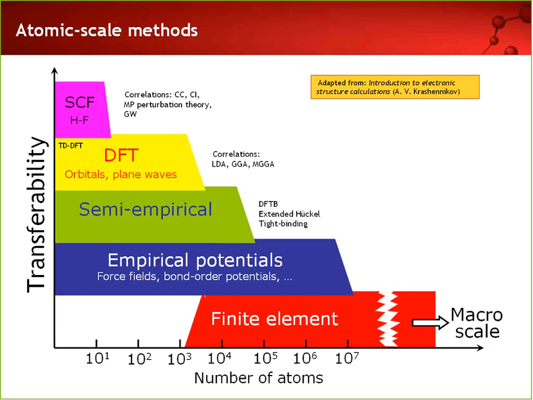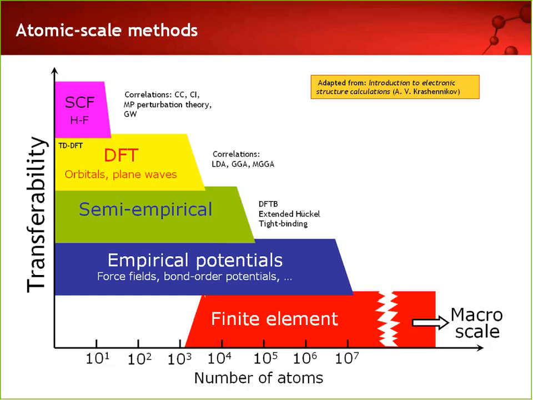So what methods do we have available if we want to study this? Well, you may have seen a picture like this before in various shapes. We can, of course, go to the highly accurate Hartree-Fock or GW type calculations where we can treat almost anything, but we can treat at most maybe 10, 20 atoms. So that's not really viable in this case. We need to treat a large system.